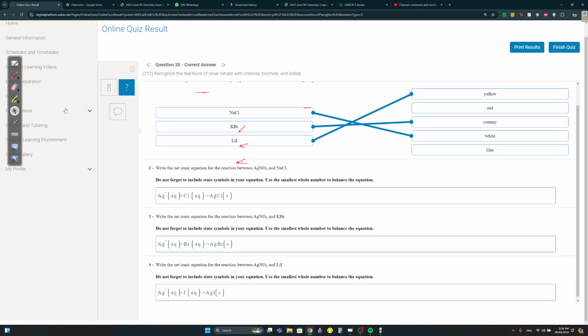We'll be quick with it. Okay, we know that our precipitate for NaCl will be AgCl. This one will be AgBr. And this one will be AgI.